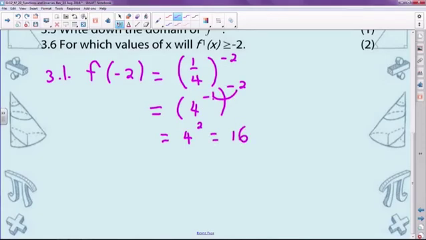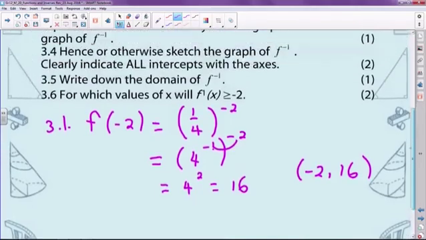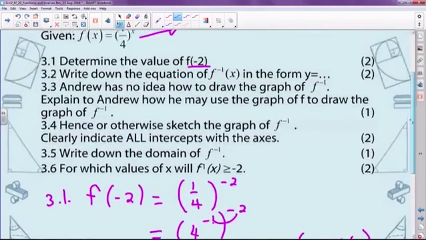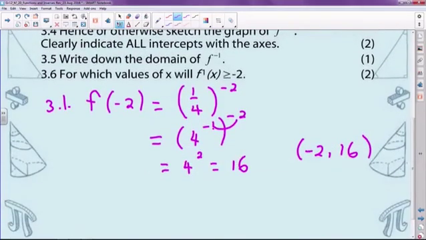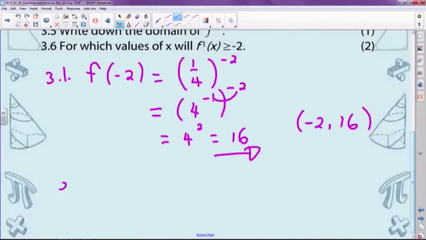Okay, so we know that the point minus 2, 16 is actually a point on the graph f of x, and that we'll keep in mind for later on. Okay, so the function value stops there. F of minus 2 is 16. Okay, let's have a look at part 3.2.